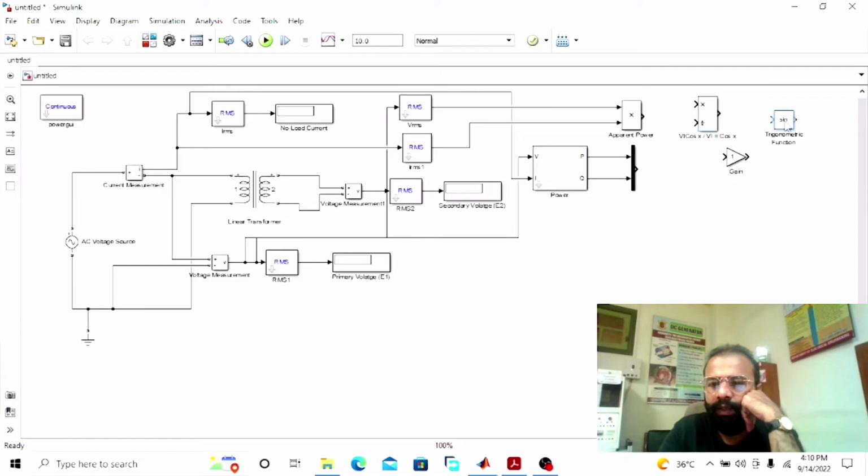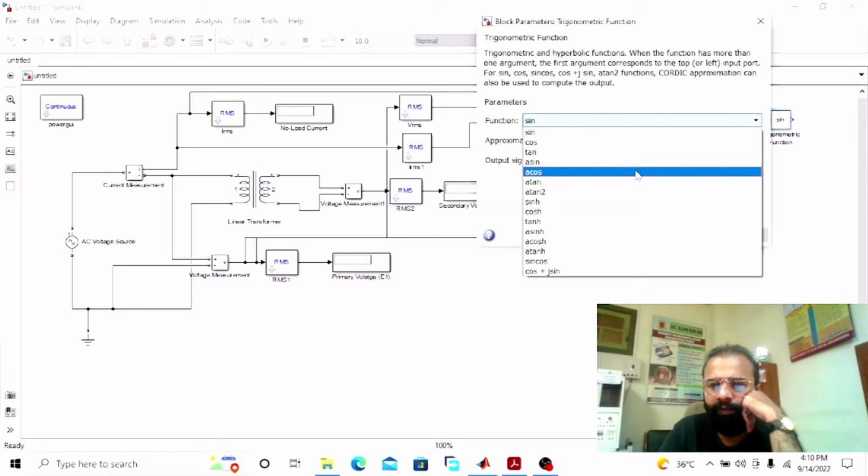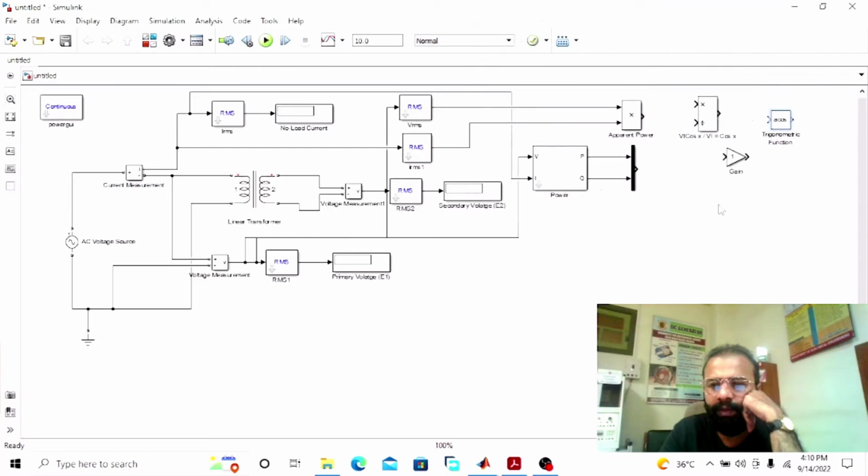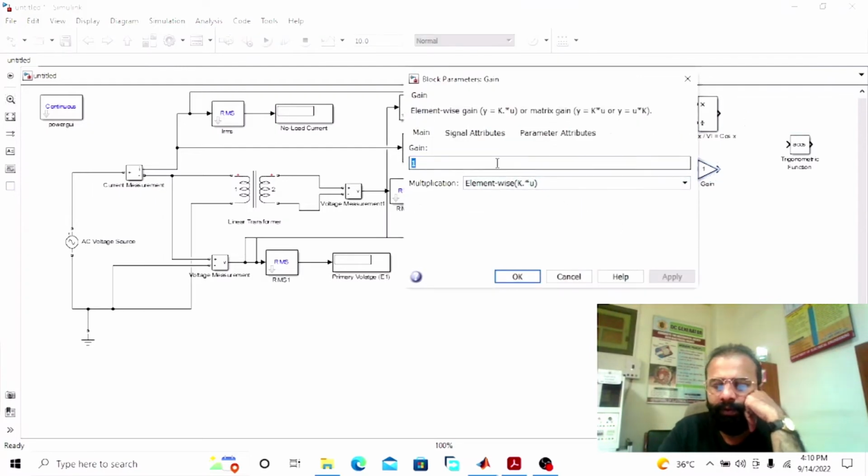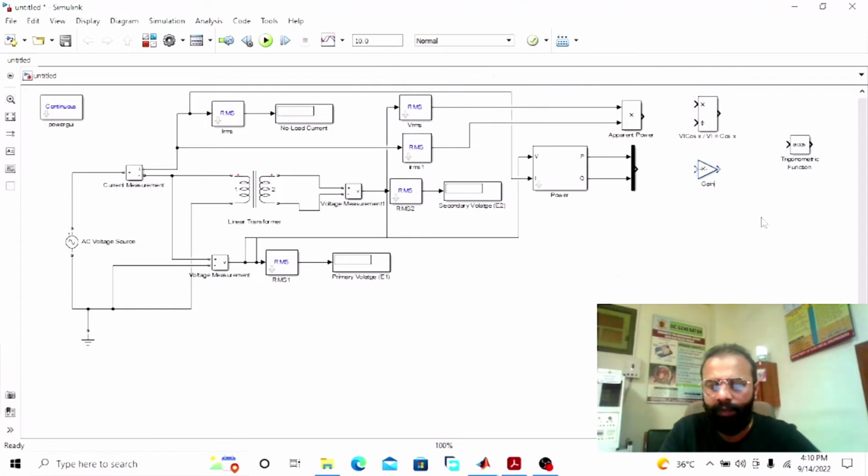Now make it a cosine of phi, signal type real. This gain block will give us the angle between the voltage and current. To convert radian into degree, 180 divided by pi is the formula. This will give us the conversion of the radian value into the degree value. So apparent power is to be divided, and the active power output is connected to this multiplication.